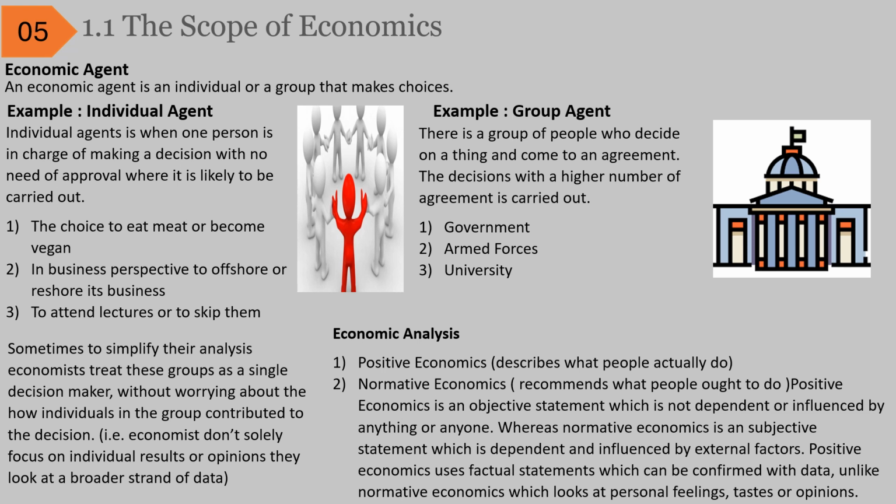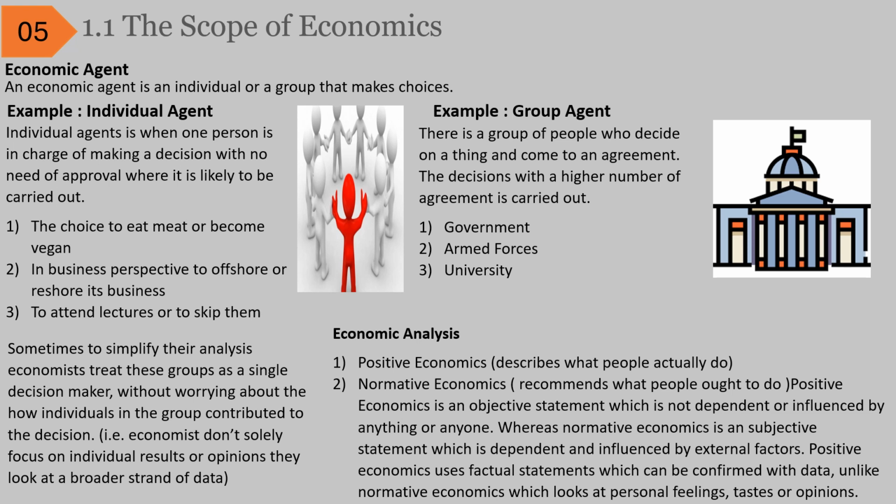So these two types of economic analysis are what economists tend to focus on when making data or when selecting a broader strand of data. Normative economics is whether you like ice cream or you don't, and why you like a certain flavor of ice cream, and why you like to eat the ice cream at Baskin Robbins rather than at a different place.